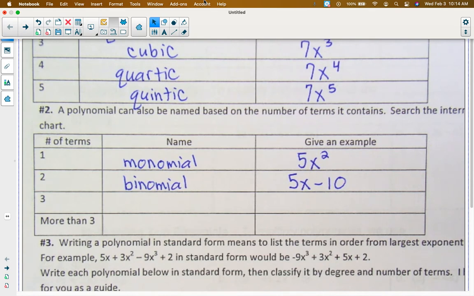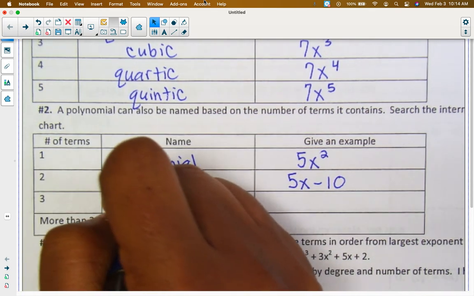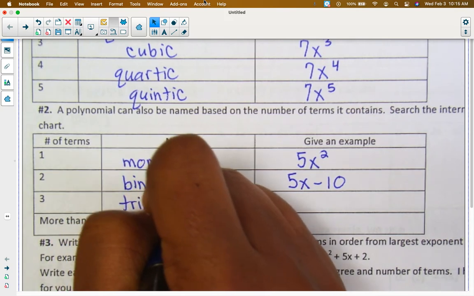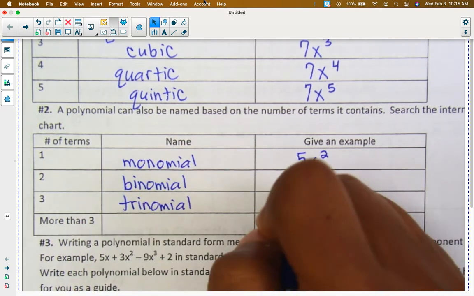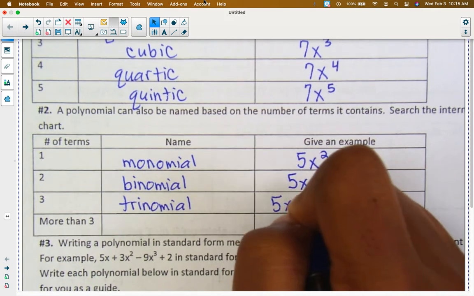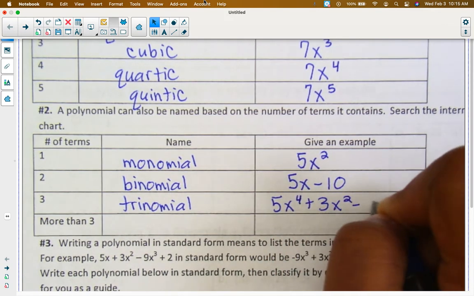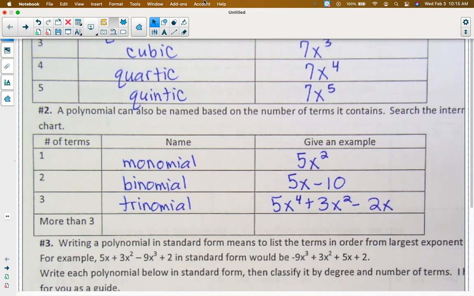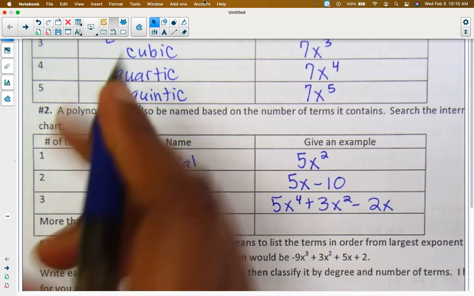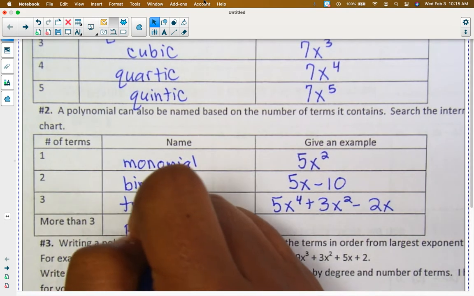Next, what if there's 3 terms? Then that would be a trinomial. An example, I can do 5x to the 4th plus 3x squared minus 2x. So it has 1, 2, 3 terms. Terms are separated by plus or minus sign. So 1, 2, 3. And if there's more than 3 terms, we just call it a polynomial.